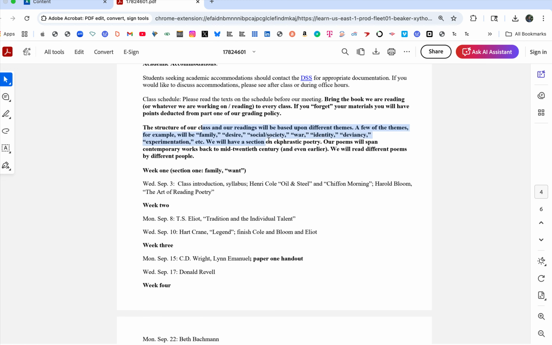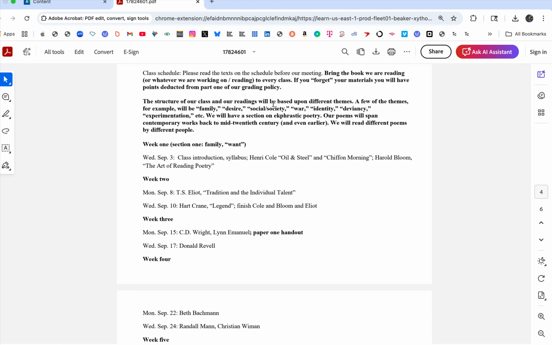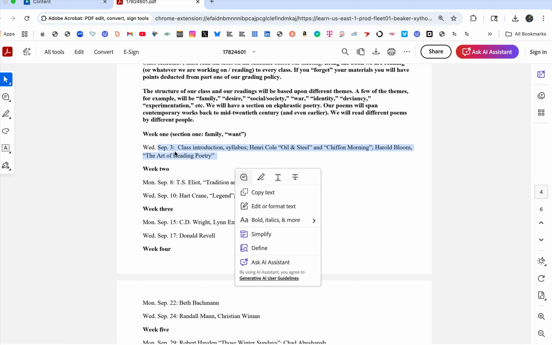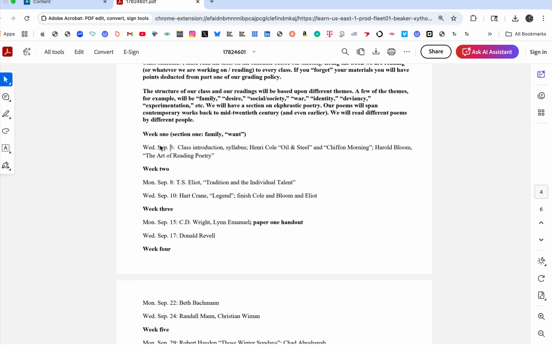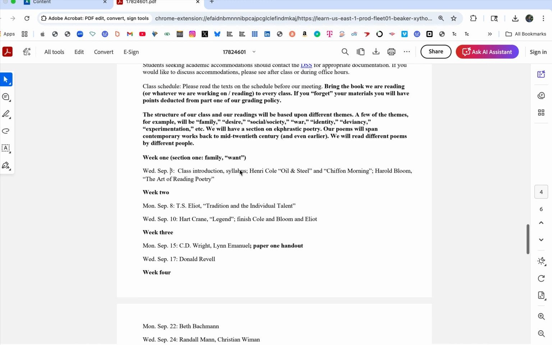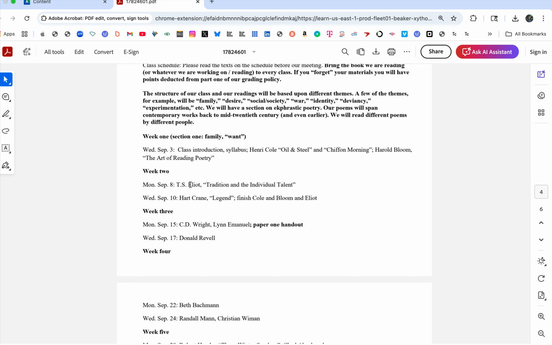Here are some themes that we're going to look at. Structure of our class: we'll look at poems on family, desire, society, war, identity, deviancy, experimentation. We will have a section on ekphrastic poetry. We'll span contemporary works to mid-20th century and even earlier. We will read different poems by different people. So here's our first class, which starts tomorrow based on my schedule. Look at the syllabus and the introduction. I want you to read Cole's Oil and Steel, Chiffon Morning, and Bloom's The Art of Reading Poetry. So read those, and then I have the breakdown here.